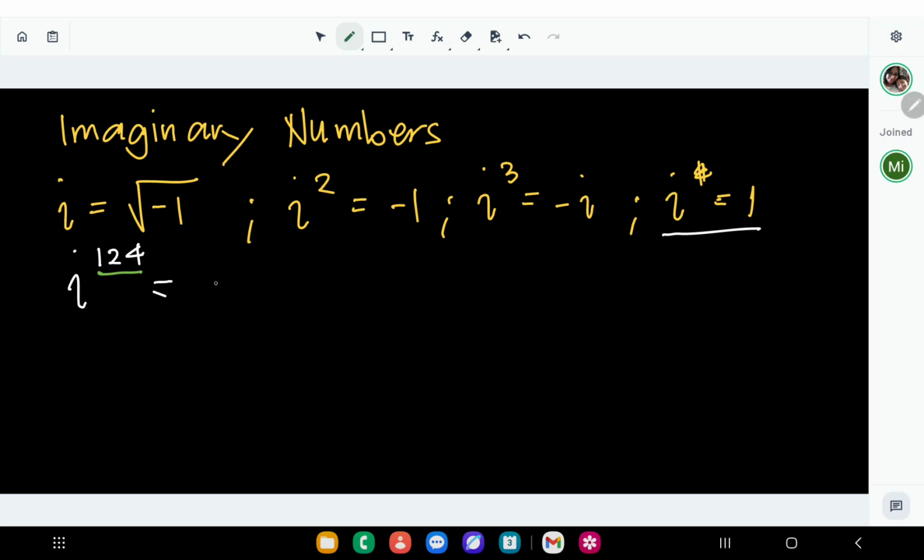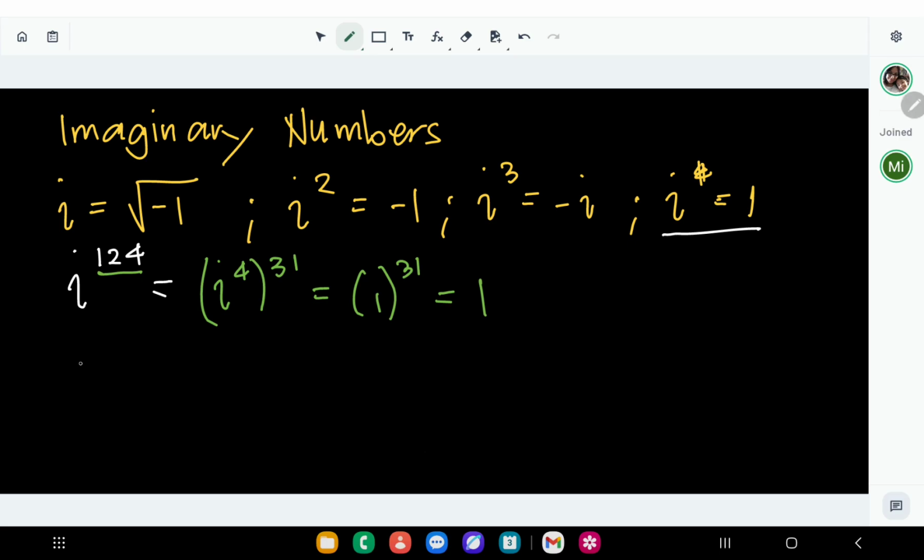So i to the 4th, to the 31. Remainder is 0, so i to the 0, or we just don't write that one. So this is just 1 to the 31, which is equal to 1. So i to the 124th is equal to 1.